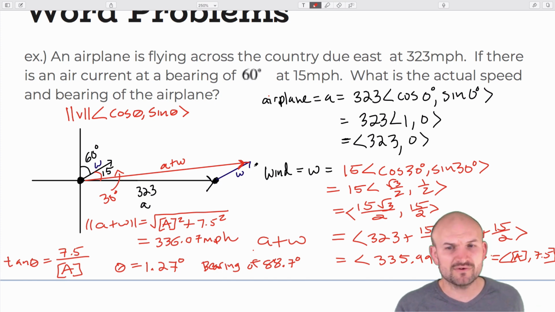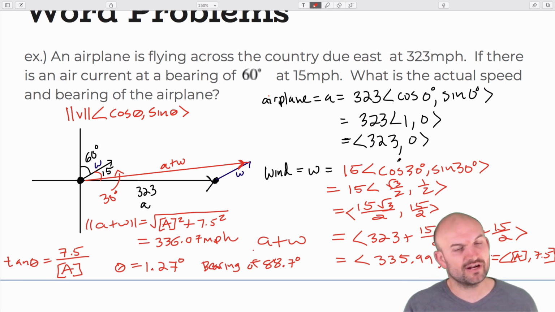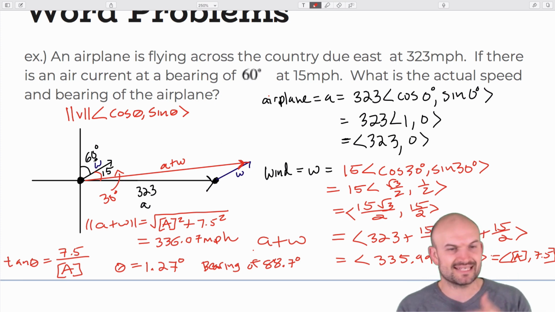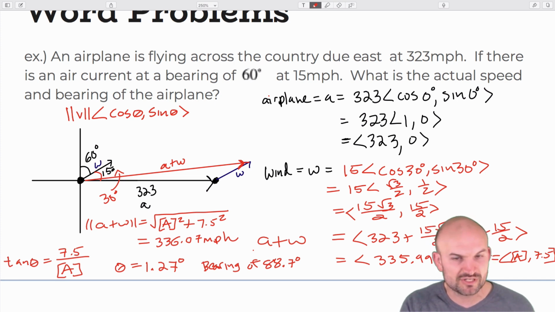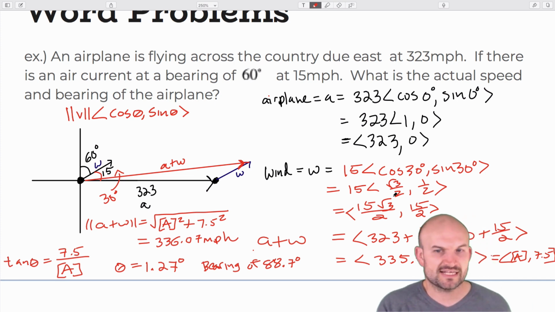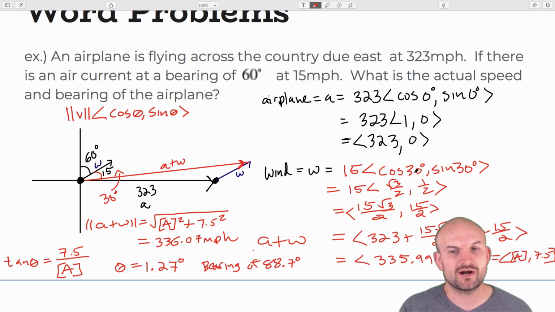Now, as far as the wind goes, I didn't plug in 60. Instead, I plugged in 30. Again, this is very important because the bearing is 60 degrees, from due north to here is 60 degrees. But our calculator is only going to understand this in standard form. So if from here to here is 60, that means from here to here is going to be 30 degrees. That's why we have to make sure we're using 30 degrees as our angle.